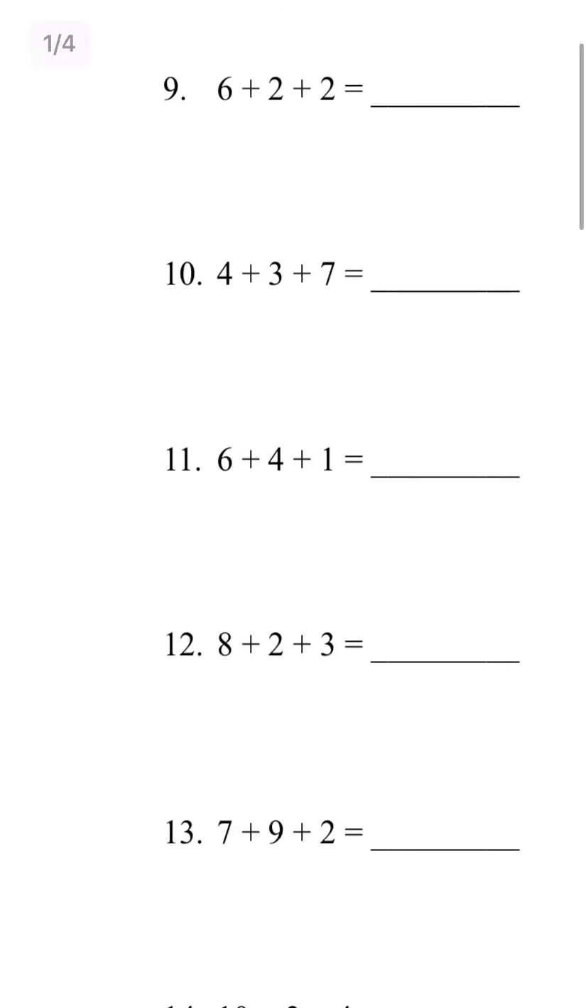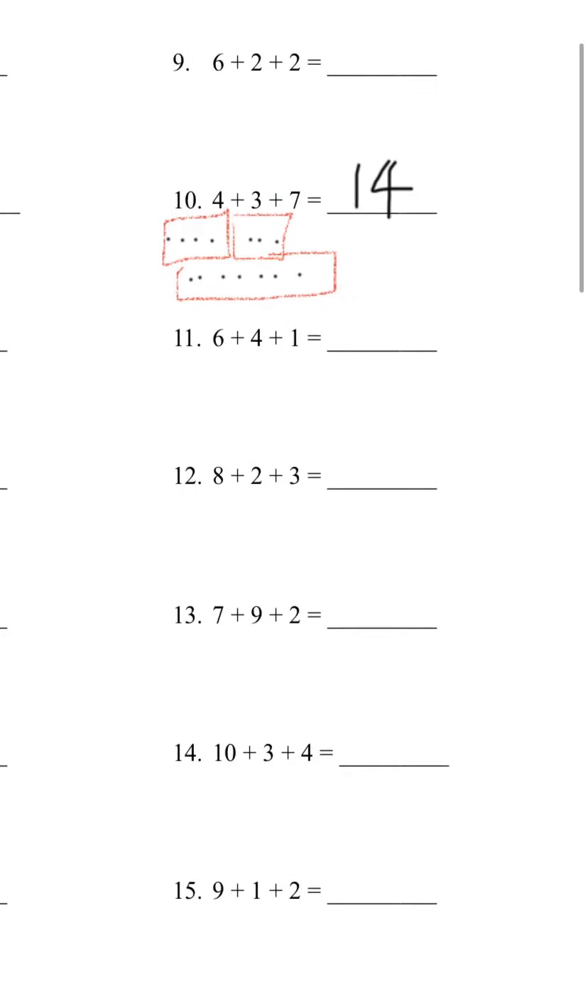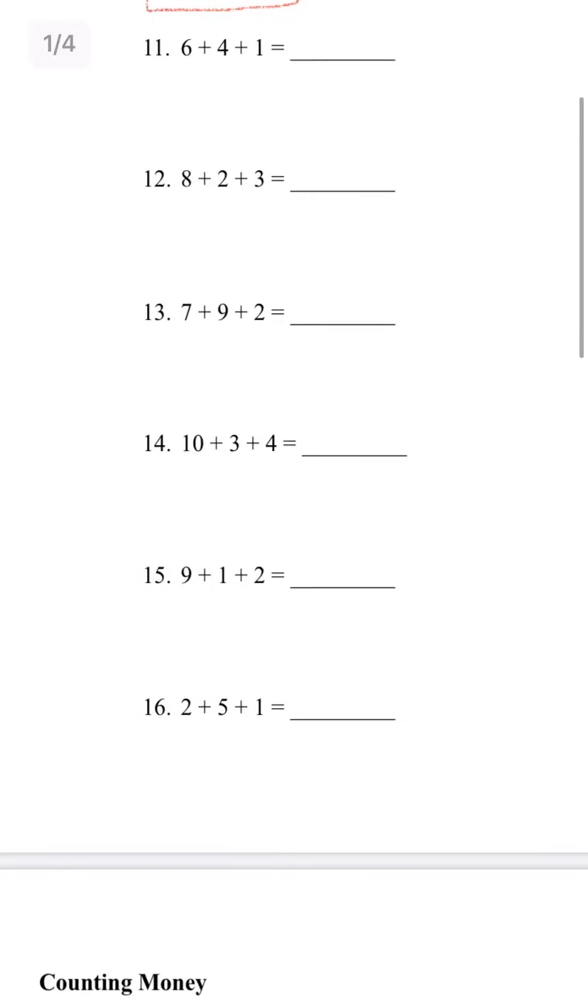And now let's try number 10. 4 plus 3 plus 7. Okay, 1, 2, 3, 4. 1, 2, 3. 1, 2, 3, 4, 5, 6, 7. So we're going to count. 4, 5, 6, 7. 8, 9, 10, 11, 12, 13, 14. Our answer is 14.